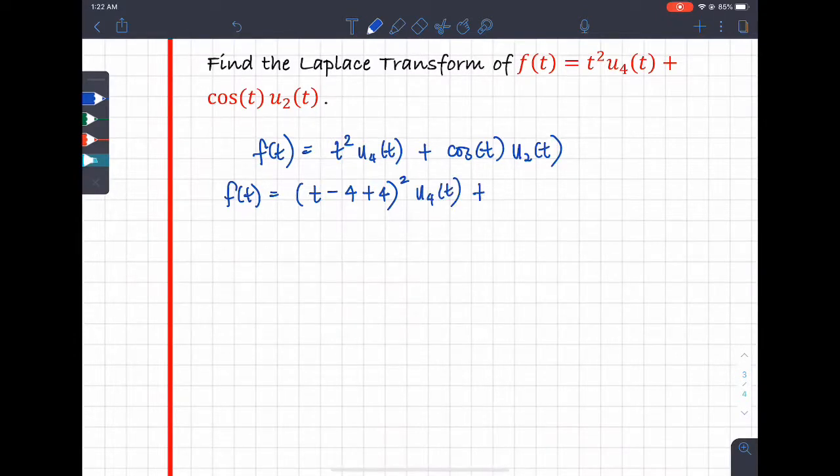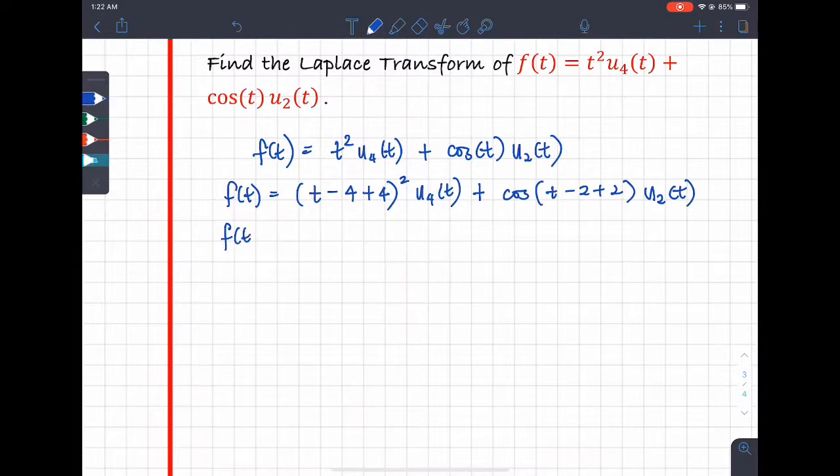And similarly, for our second term, our unit function is shifted to 2. However, our cosine is not. So what we will be doing there is we'll have cosine of t minus 2 plus 2, and then u sub 2 of t. So now this is already properly shifted. But how do we find the Laplace transform of this? So let's try to expand.